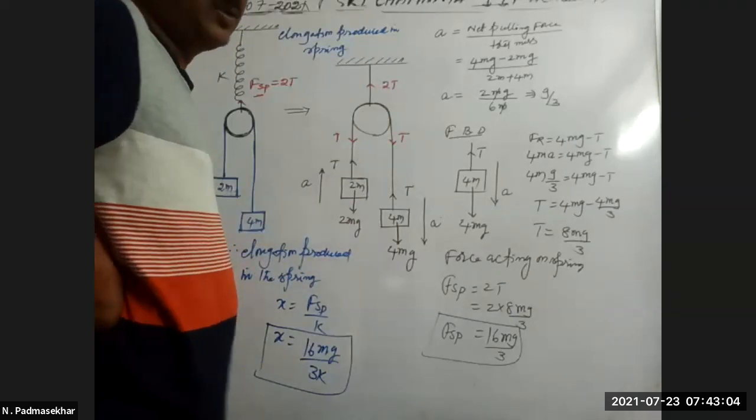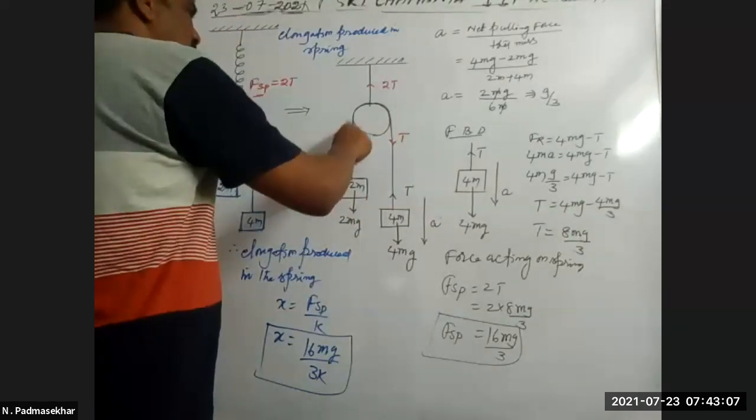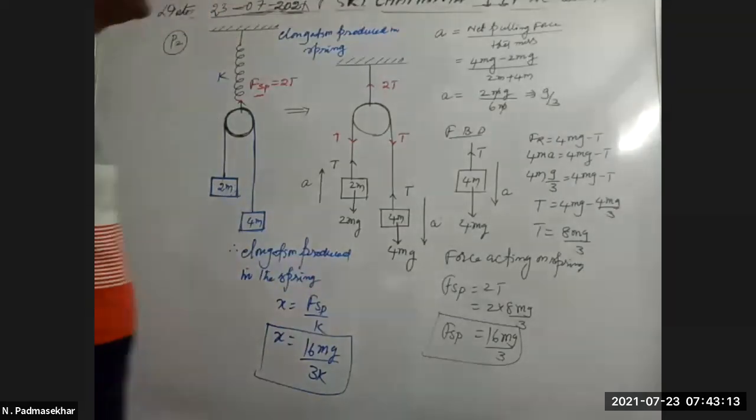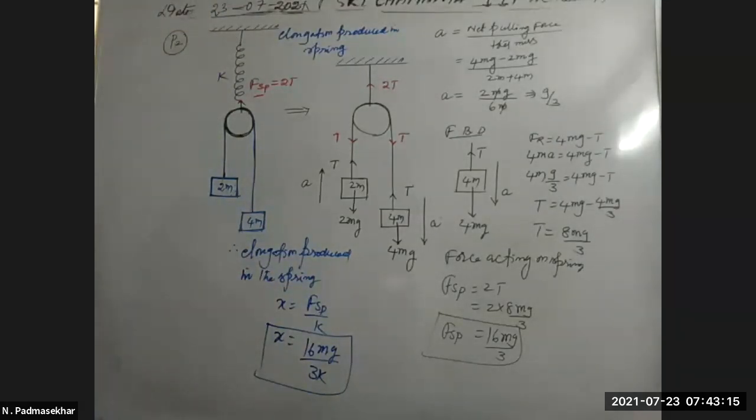And what is the force acting on the pulley? It is T and T, that is 2T. You know how to find the acceleration of the system: net pulling force by total mass, which gives g by 3. Then consider any block and take its free body diagram. If I consider the 4m block, I find that the tension is equal to 8mg by 3.